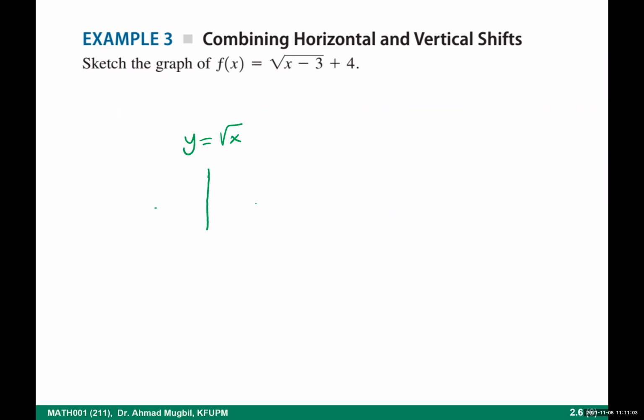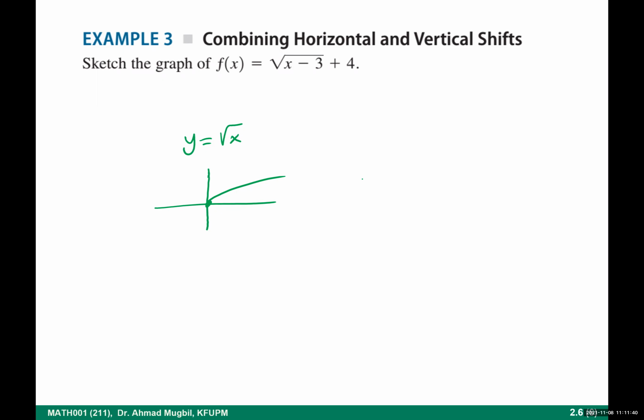What is this graph? Here it is. You should know it. Before starting this section, you should know the basic graphs: the squaring function, cubing function, lines, square root, absolute value, and these basic functions that we have studied in section 2.2. If you know them, you can build on them and start creating other graphs from these basic graphs. So this is y equals square root of x. Then we will shift one by one. What will we do first?